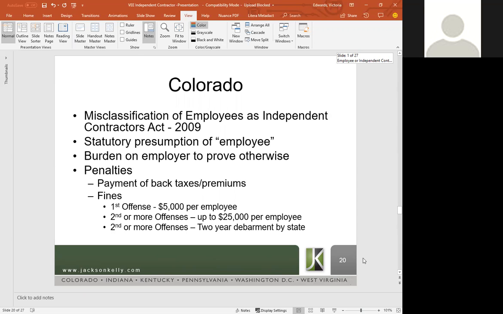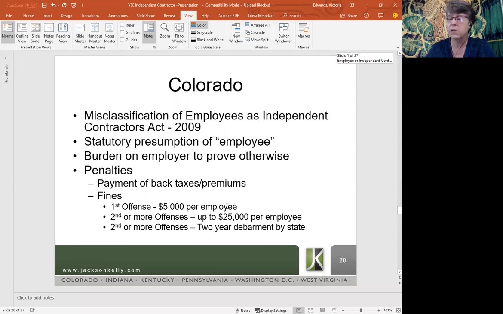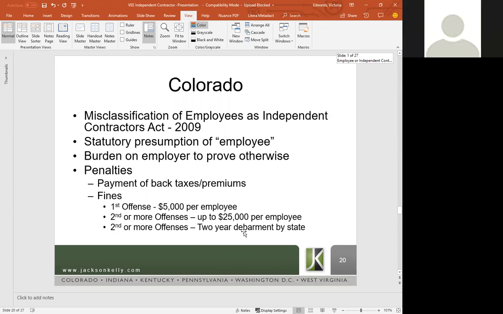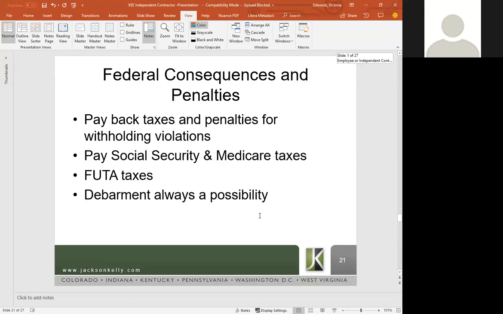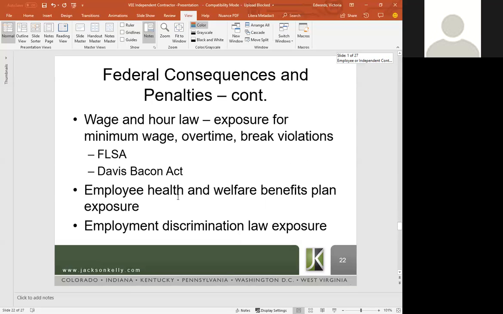You can see the fines. Be pretty high. So that could put a lot of small businesses out of business. Absolutely, that are misclassifying. Absolutely. The federal consequences and penalties: back pay, taxes, penalties for withholding. It can be very expensive. So it's not something to mess around with.